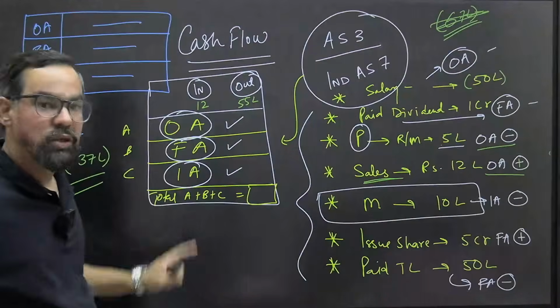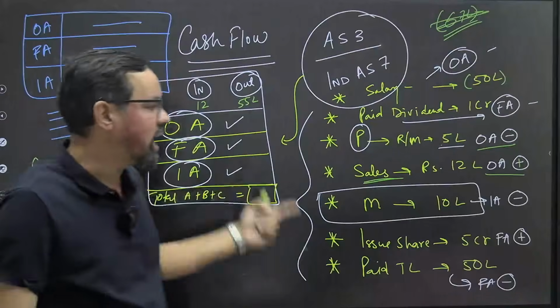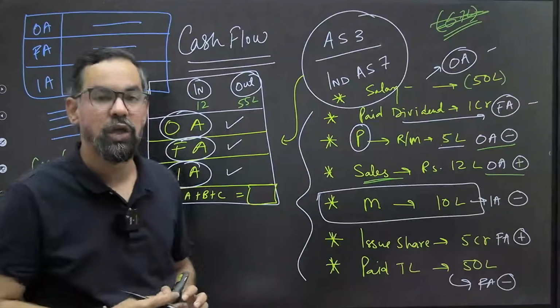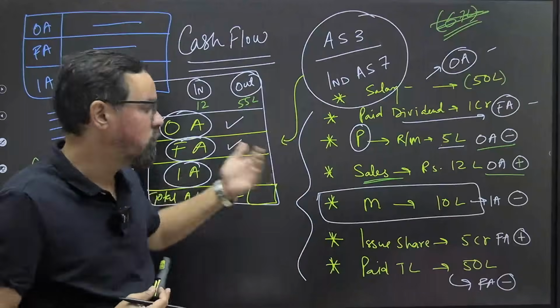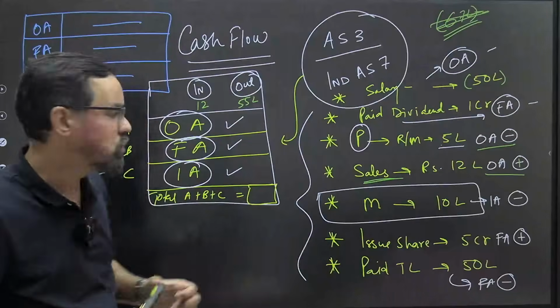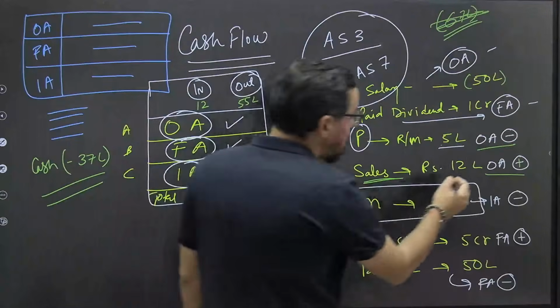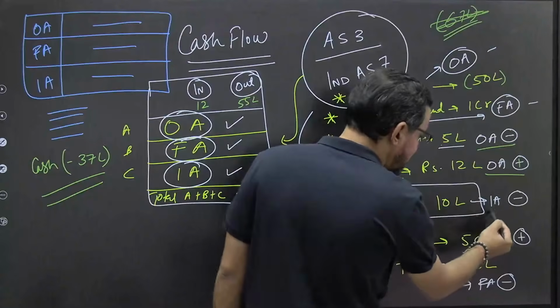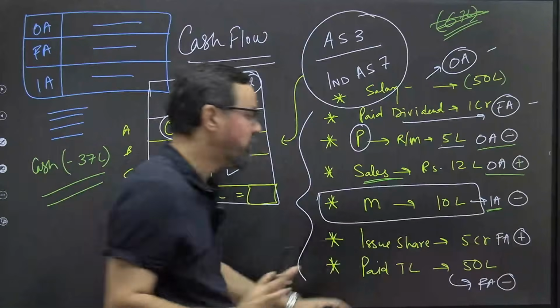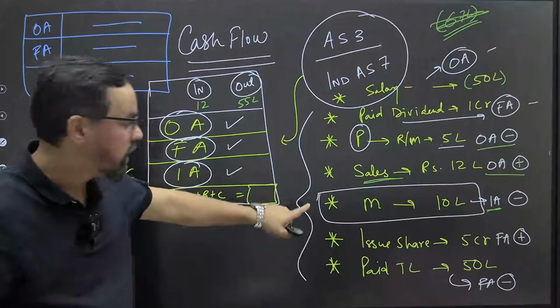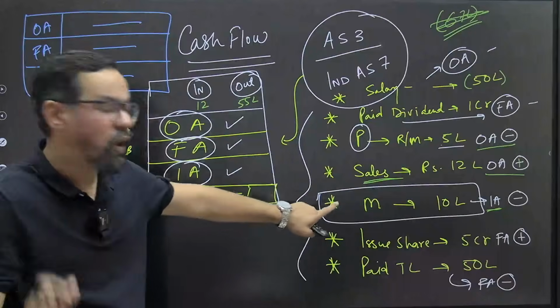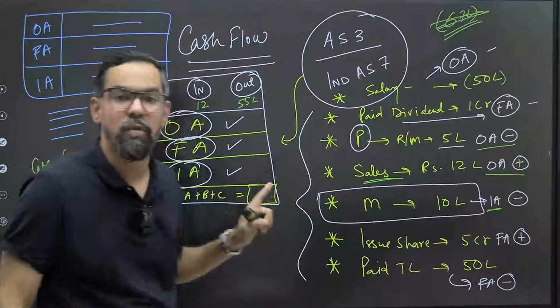Okay, so this is the one. Or else they can ask you, based on the given information, to calculate cash flow from investing activities. Okay. So we have one investing activity, and it is an outflow. So your answer will be an outflow of 10 lakh rupees from investing activities.